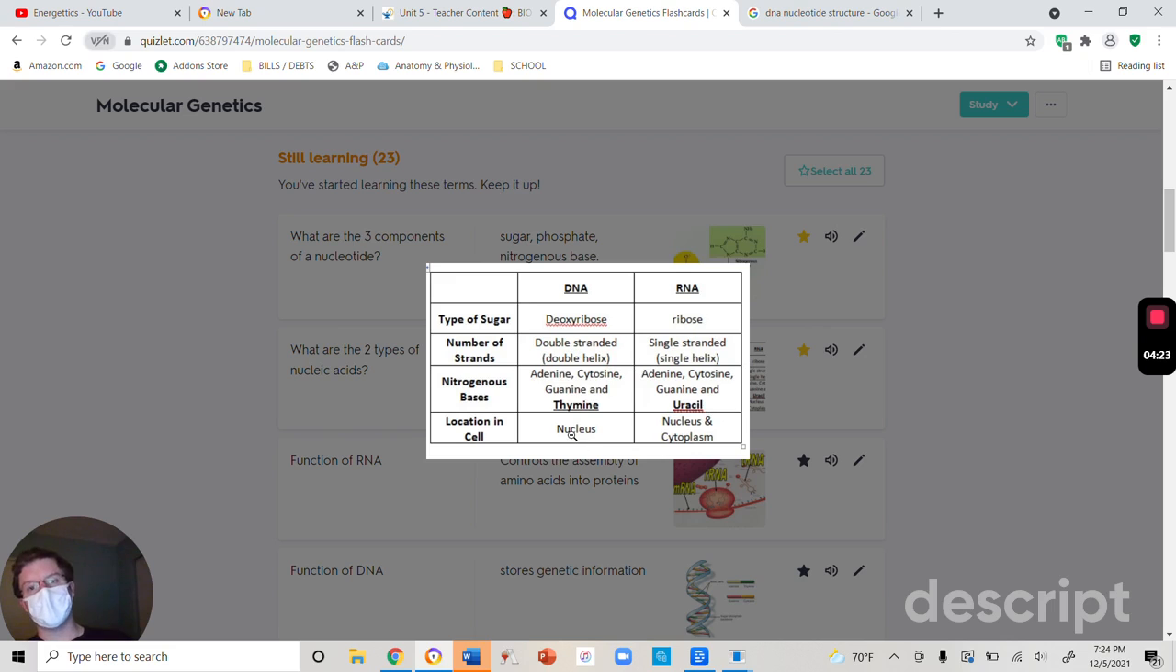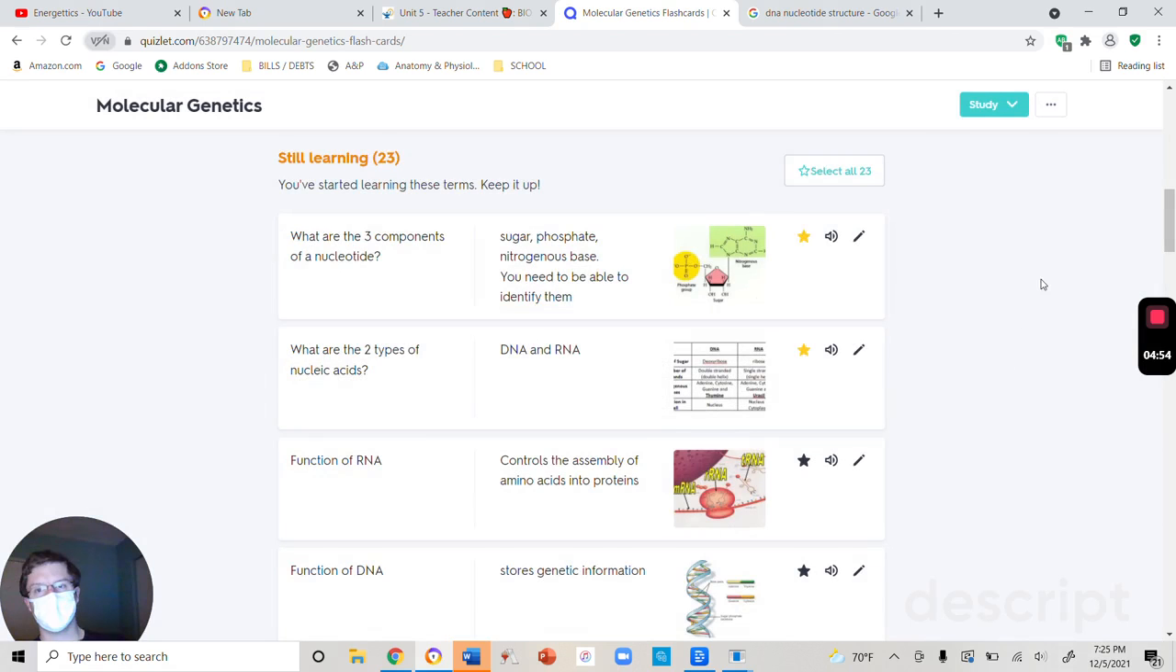You are expected to know that DNA in a eukaryotic cell is only in the nucleus. It is nowhere else in the cell. It is only in the nucleus. The RNA is in the nucleus and outside of the nucleus, within the cell's cytoplasm in many different forms. All right, so you're expected to know their functions, where they're located, and the unique nitrogenous bases. So thymine, so the T is only in DNA. The U is only in RNA, okay?